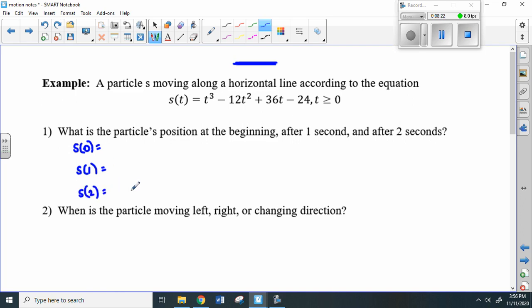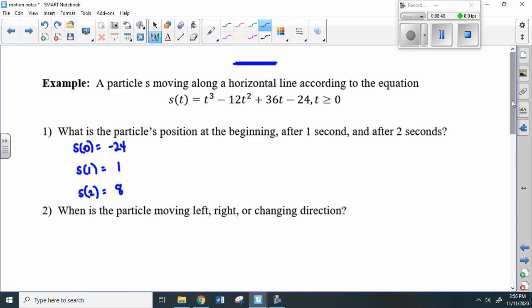And this would be a good time for you to pause the video and work these things out. Now, I don't put units on it because I wasn't given any units. All right, next question. When is the particle moving left, right, or changing direction?